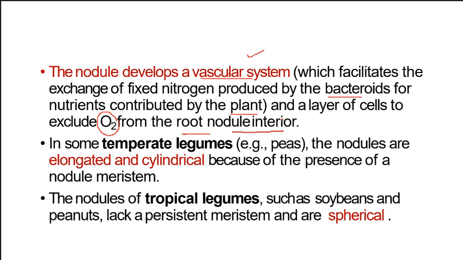Inside the interior of the root nodule, where the nitrogen fixation occurs, that region should be devoid of oxygen. So they exclude the oxygen from the root nodule interior. Now, the nodules of temperate legumes are elongated and cylindrical, and the nodules of tropical legumes are spherical, just for the knowledge.